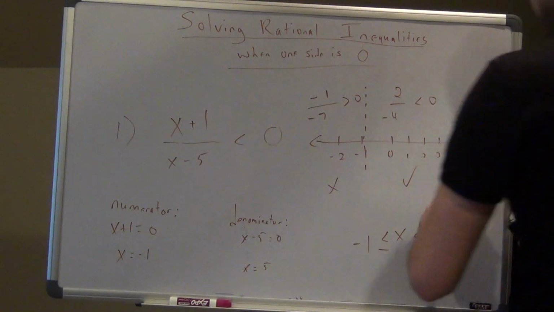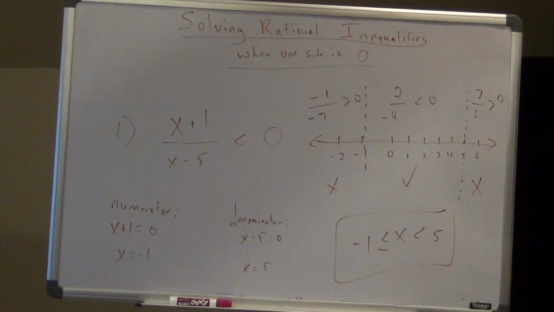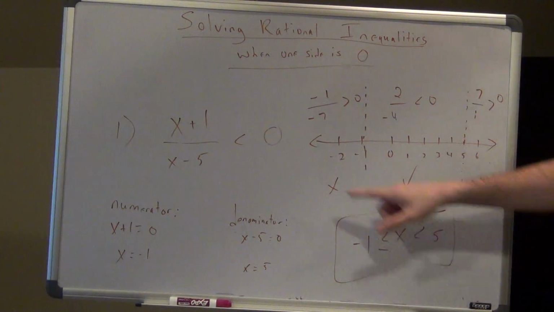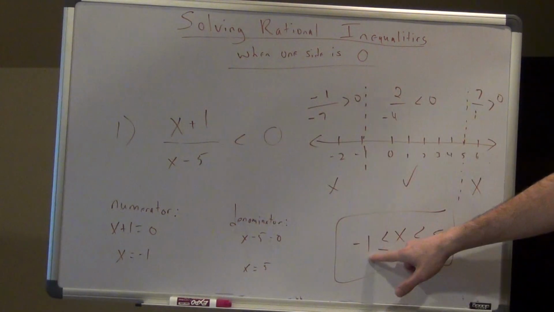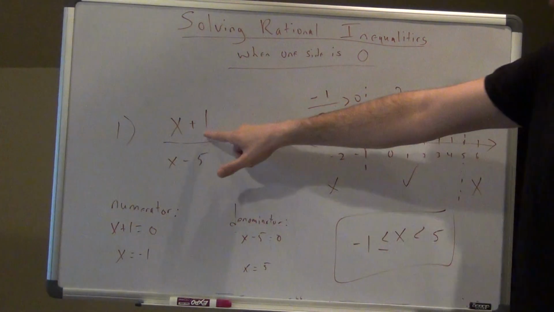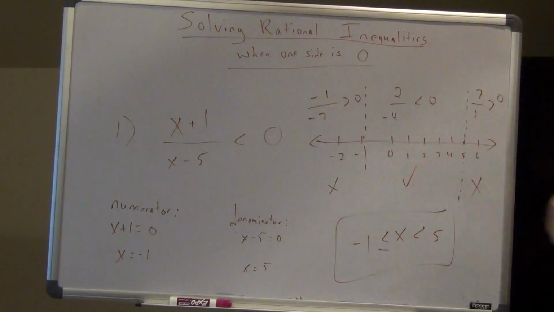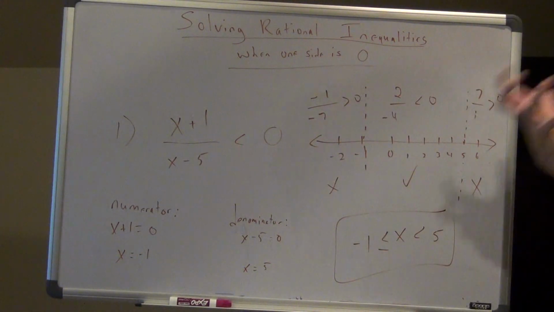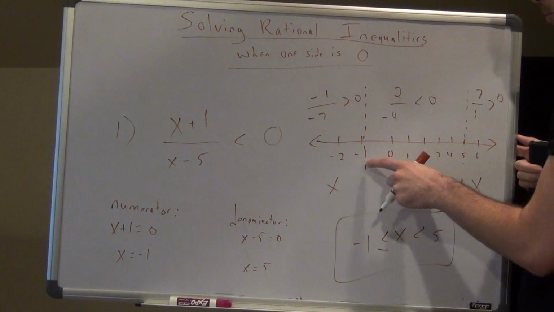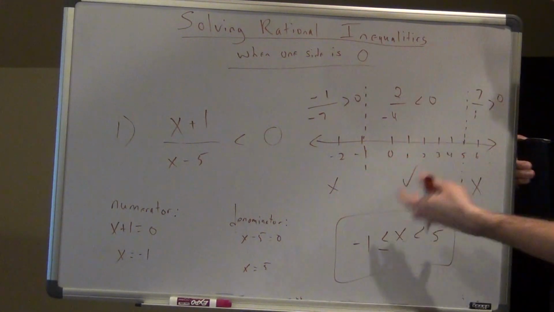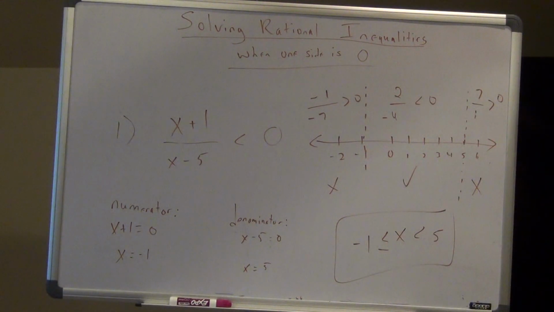This is my answer here. So x is going to be everything between negative 1 and 5. I can plug in any number between negative 1 and 5, and that's going to give me a negative number and make this inequality true. So we're looking for all the values that are going to make this inequality true. In this case, every number between negative 1 and 5, excluding 5, because 5 is going to make the equation undefined. Okay?